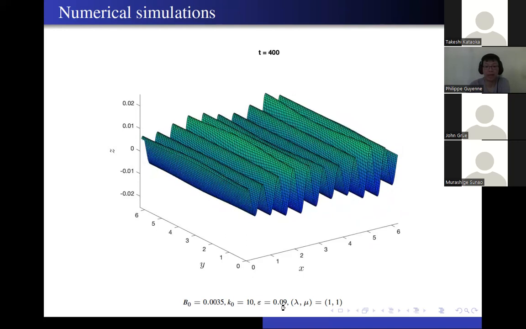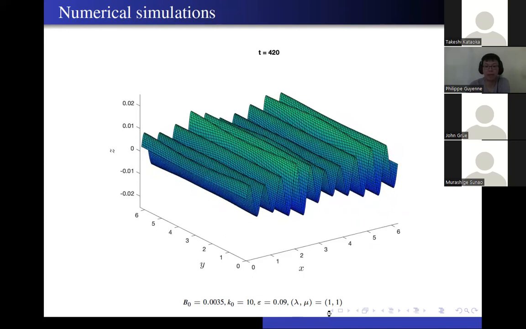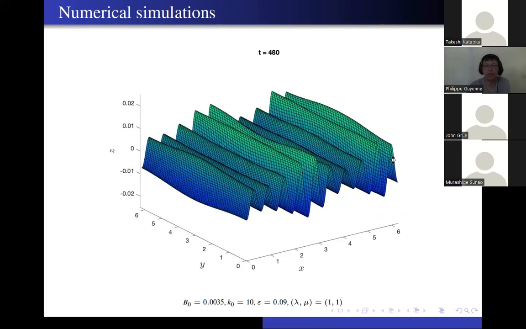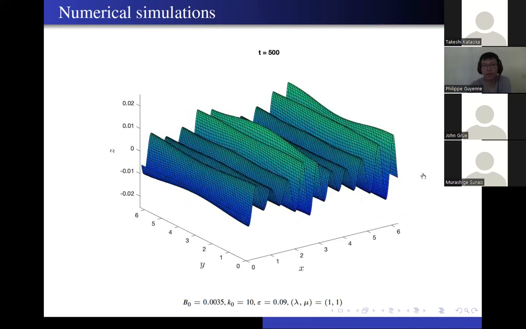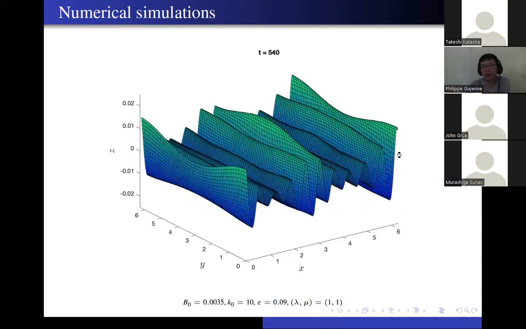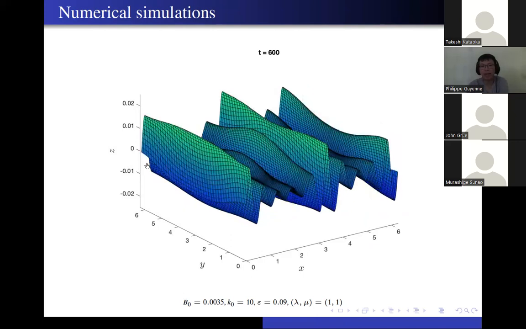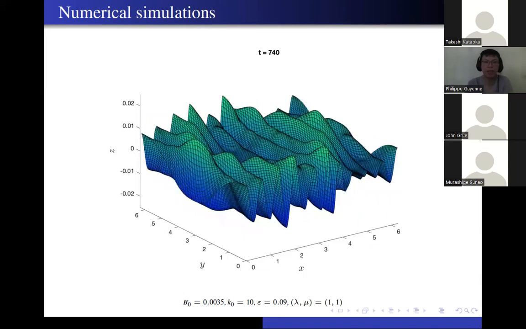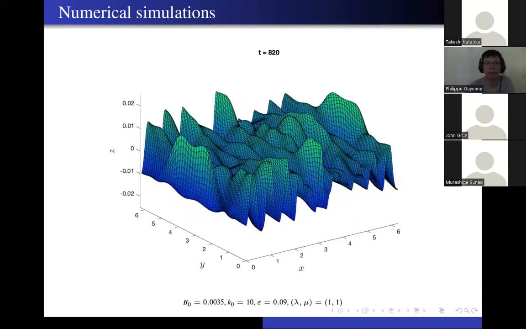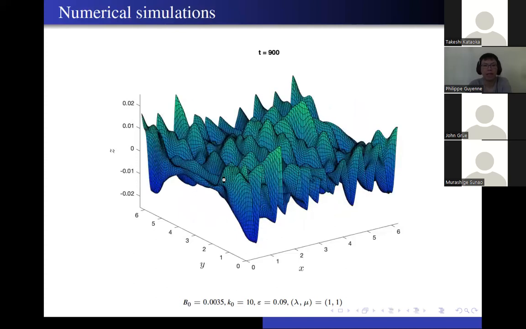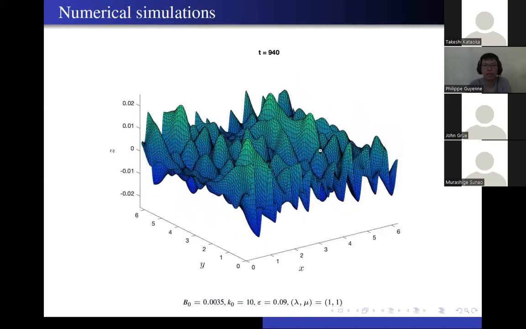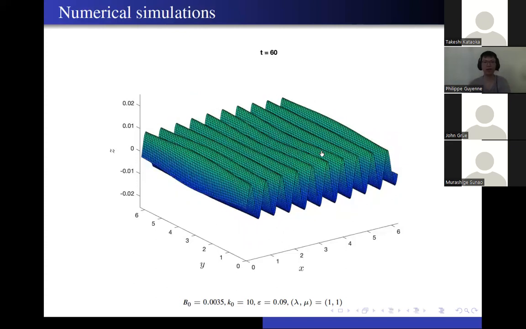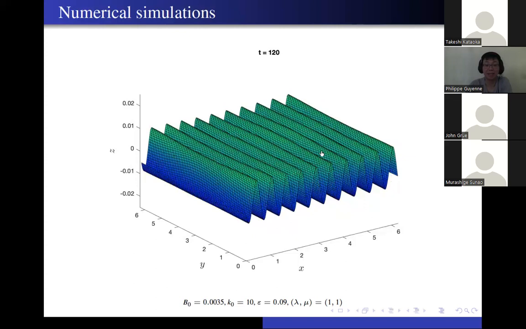So K naught is 10, the sideband perturbations are 1 and 1. So you see that over time, the Benjamin-Feir instability develops. It starts by being first 2D, and then over time, that's related to the energy transfer to high wave number that I mentioned earlier when I was discussing the Benjamin-Feir instability calculation, it tends to lead to higher wave numbers in both X and Y directions. And so you get a sort of a mess at the end.